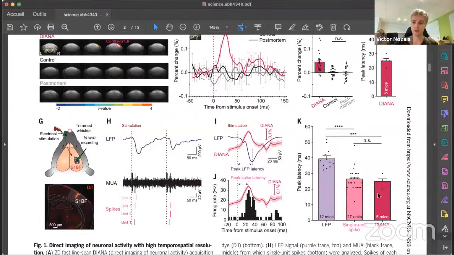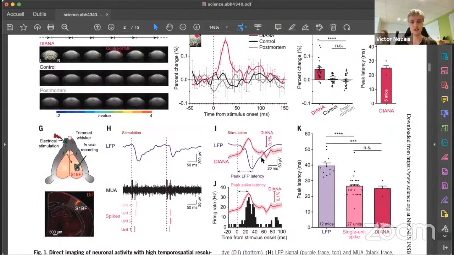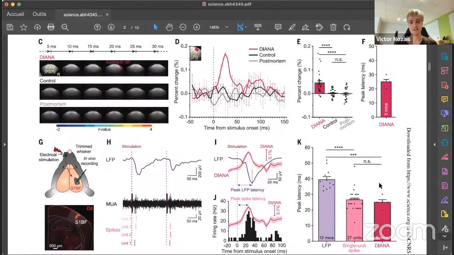And then you check, but what about Diana? Well, Diana has about the same latency as single unit recording. So we are really recording the electrical impulse from the neuron spiking here, which, to me, is quite crazy, that we get an equivalent result between single cell unit recording and just MRI scans.